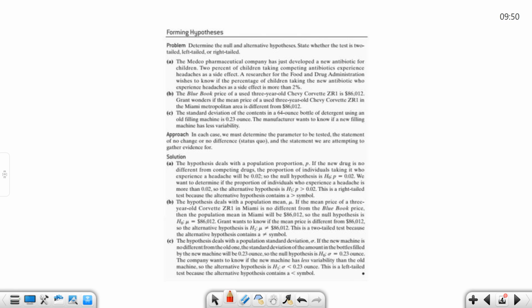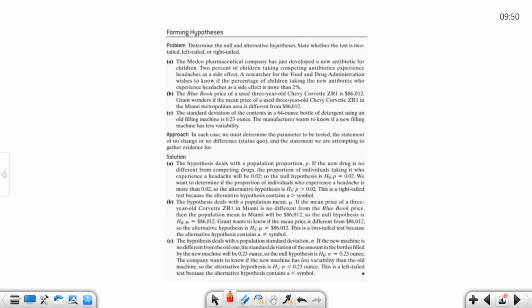So how about forming a hypothesis? How do we form these things? Well, let's look at this A, B, and C choices here. And we want to also determine once we form them, is it two-tailed? That's the not equal. Is it left-tailed? That's less than. Or is it right-tailed, greater than? Remember, less than is to the left. That's why it's left-tailed. Greater than is to the right.